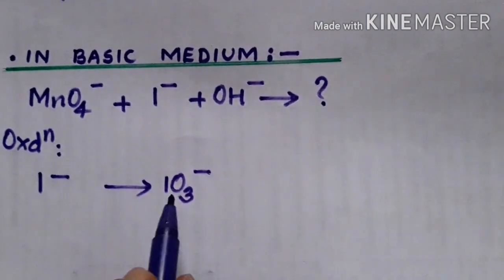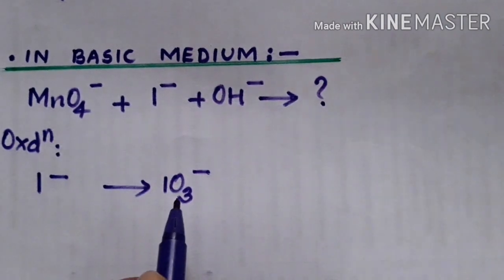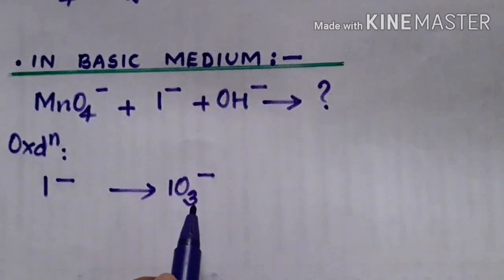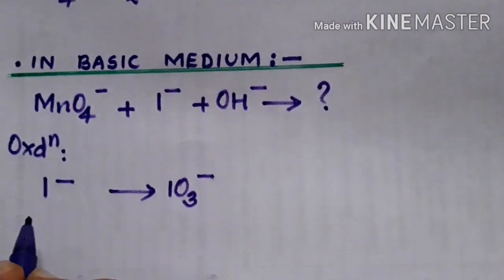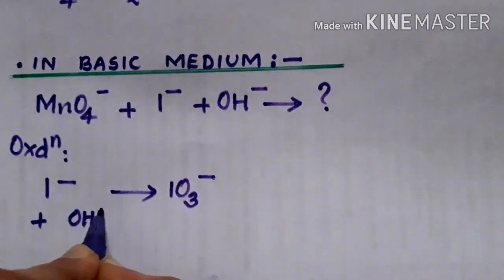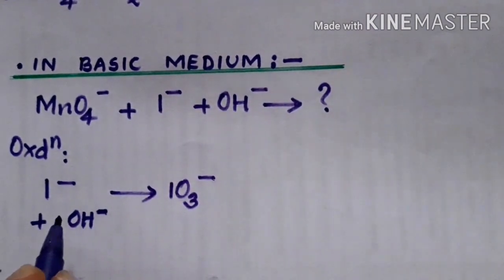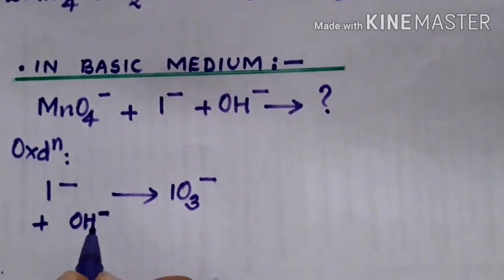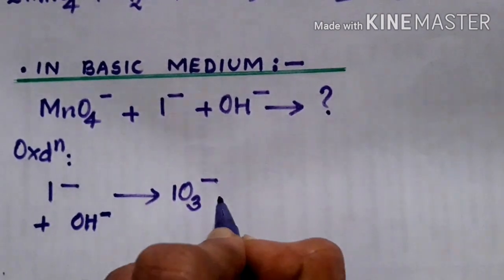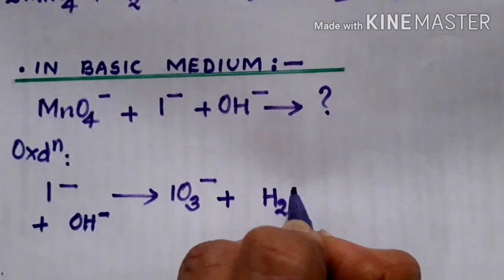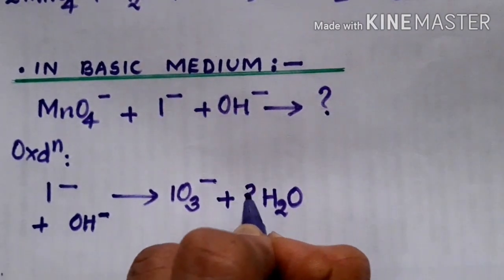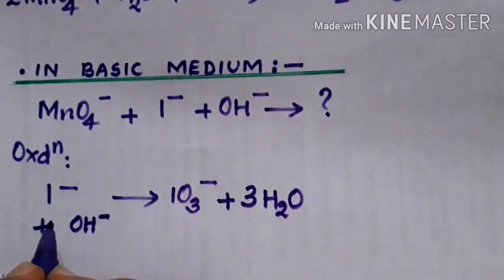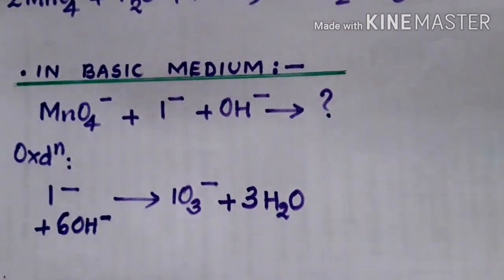When we check the reactants and the products, you find that it's not balanced. I is the same, but oxygen is extra here. So in basic medium, add the required number of OH minus. So we'll think of adding 3 OH minus. Now if you add 3 OH minus, hydrogen becomes extra on the left side. The required number of water molecules are to be written on the right side. So when I write 3H2O, it becomes a total of 6 oxygens.